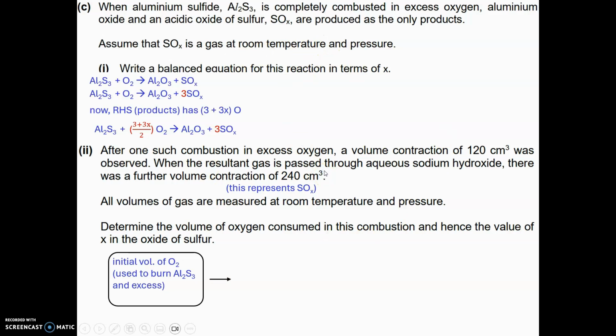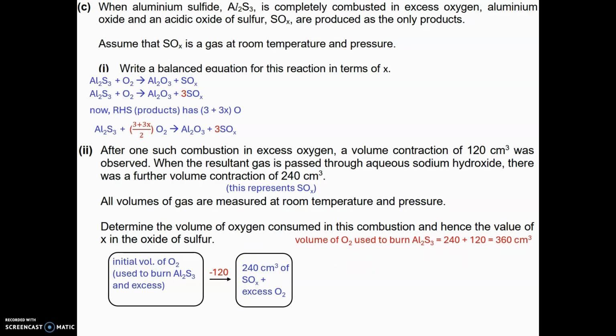Then after that, there is a contraction of 120 cm3, and then it forms 240 cm3 of SOx, and the excess oxygen is left over. So you notice that the excess oxygen is constant for both volumes of gases, which tells us that the volume of oxygen used to burn aluminium sulfide will just be your 240 cm3 of SOx added to 120 cm3 of contraction, which is 360 cm3 of oxygen used to burn aluminium sulfide.